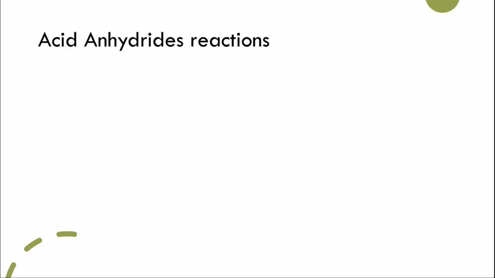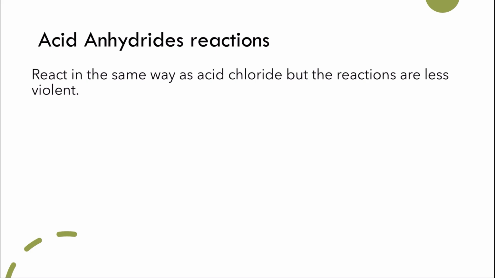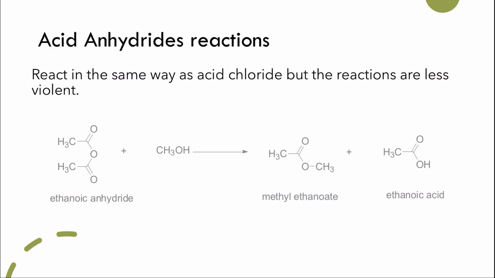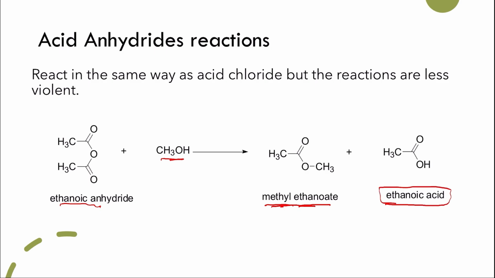Acid anhydrides react in the same way as the acid chloride. But they have an advantage over the reaction of acid chloride: the reaction is less violent, and also the reaction with acid anhydride does not produce the fumes of HCl, which are quite toxic. So, for example, if we have ethanoic anhydride and react this with an alcohol, that will give you the ester, which is methyl ethanoate, and the other product is going to be the carboxylic acid itself, which is ethanoic acid.